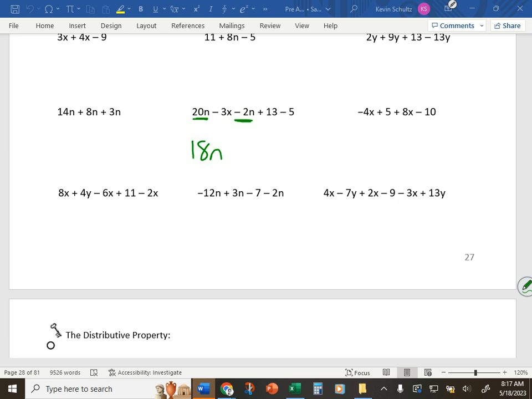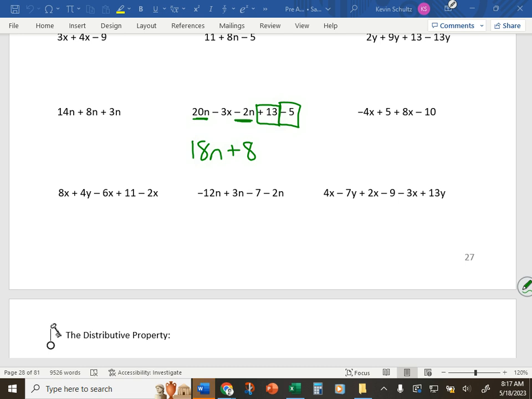Landon. 13 and negative 5. What does that combine to be? Positive 13 and negative 5 make 8. Good. And since it's positive 8, we're going to write plus 8. Okay? It's positive 8, so we're going to write plus 8.